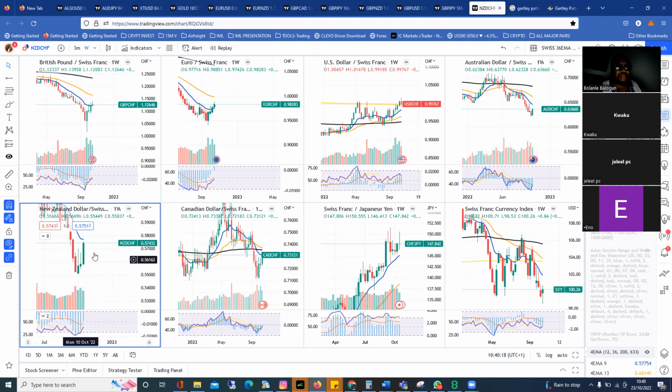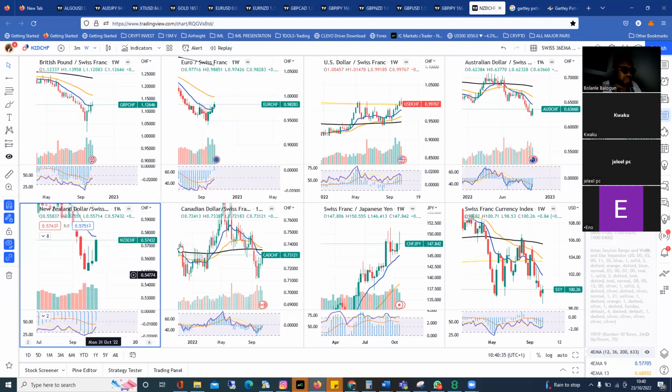We have this kind of rejection of the low with this daily candle, and then obviously another daily candle that gives us some kind of balancing, another weekly candle that gives us some kind of balancing or consolidation. And then after that, we now have a huge move that goes back to the 12 EMA. So this is the kind of move that I was looking for on New Zealand Swiss.